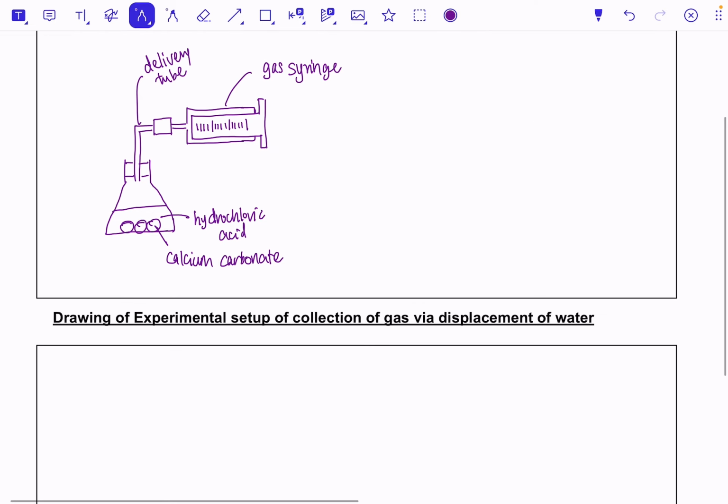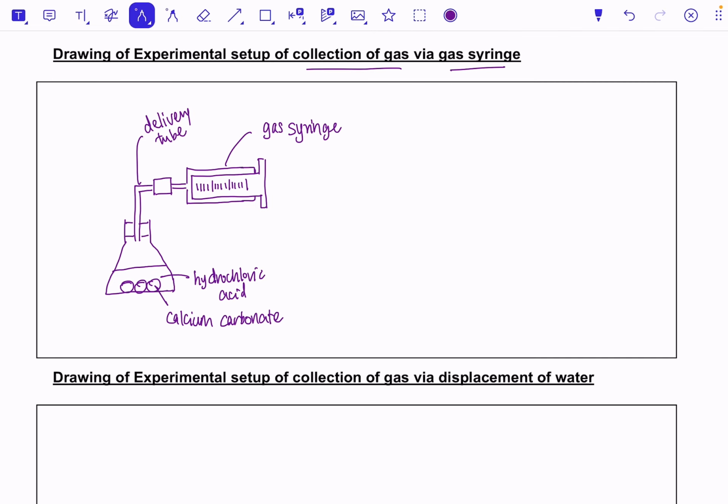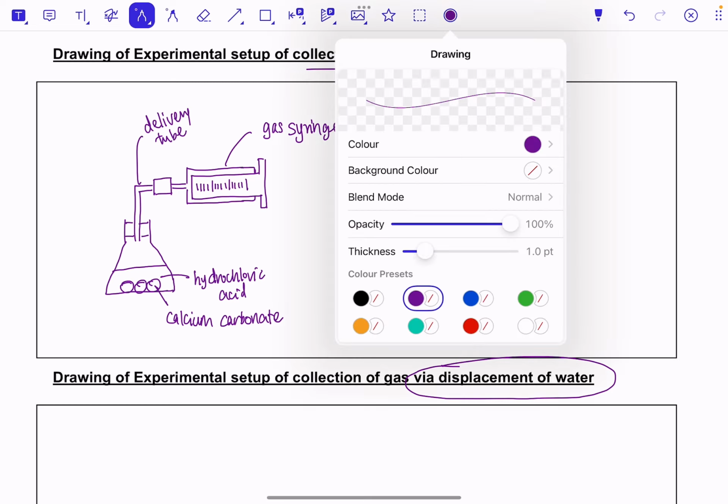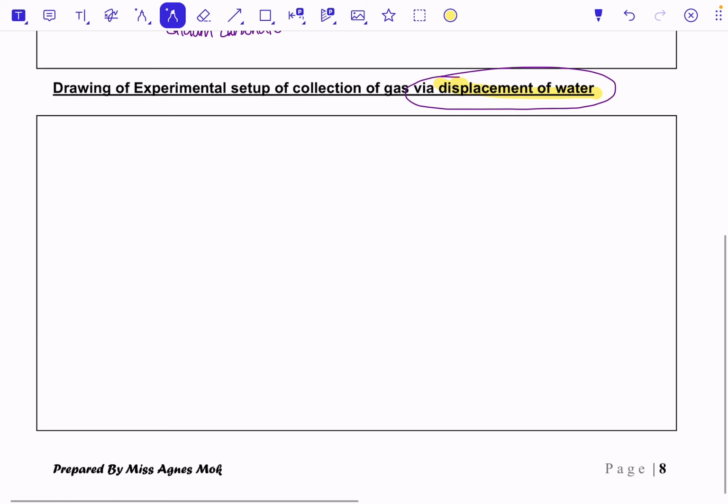So how do we replicate this diagram to show displacement of water? It's actually very simple. The only thing is you are going to be changing this whole section, the gas syringe, into displacement of water. So the earlier part remains exactly the same. Let me just push this up and show you.